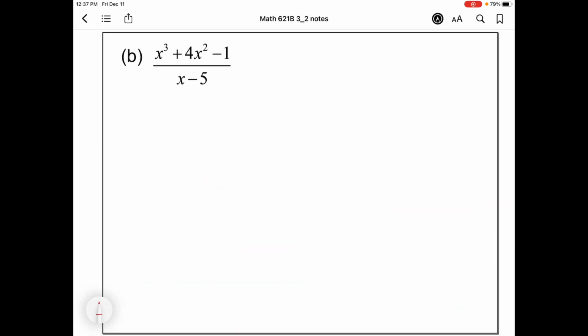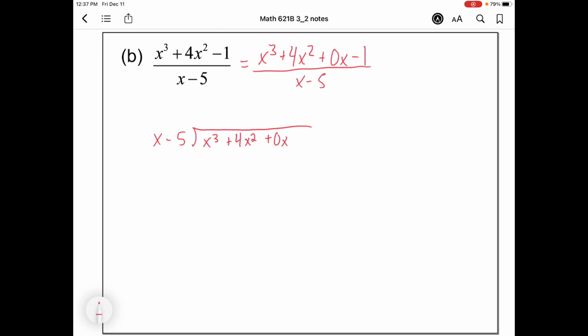One last one. This one is going to cause us grief. And the reason it's going to cause us grief is because there is not a place for every power of x. So when I look at this, I really need a placeholder for every single one. This means x cubed plus 4x squared plus 0x's minus 1 all over x minus 5. So when I set up my long division, it really needs to have a column for each power of x. Otherwise, you can see that things will get really messy in the actual expression.